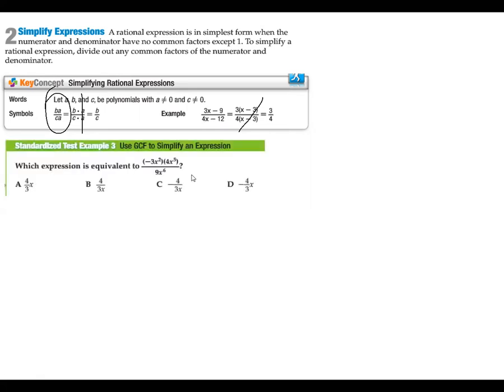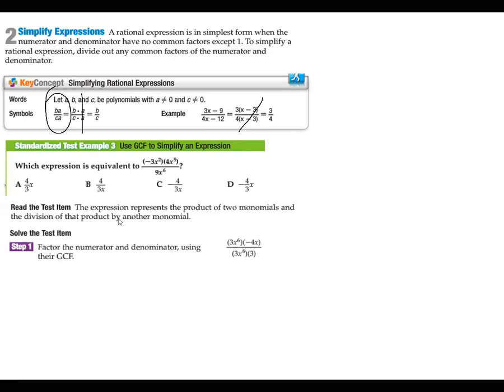So which expression is equivalent to negative 3x squared times 4x to the 5th divided by 9x to the 6th? Well, first thing you got to do in this situation is note the expression represents the product of two monomials and the division of that product by another monomial. And then we can factor the numerator and denominator using their GCF. And you can get a 3x to the 6th out of the numerator and denominator. Those cancel and you get negative 4x over 3, which you could rewrite as negative 4/3 x, which is choice D.